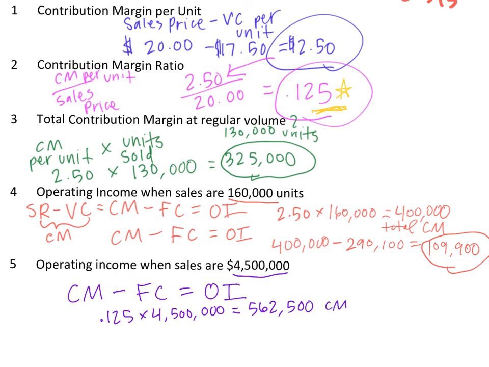But to arrive at operating income, we need to subtract total fixed costs, which we previously identified as $290,100. So we take contribution margin of $562,500, subtract fixed costs of $290,100 to get to operating income of $272,400. And this concludes our first set of CVP calculations.